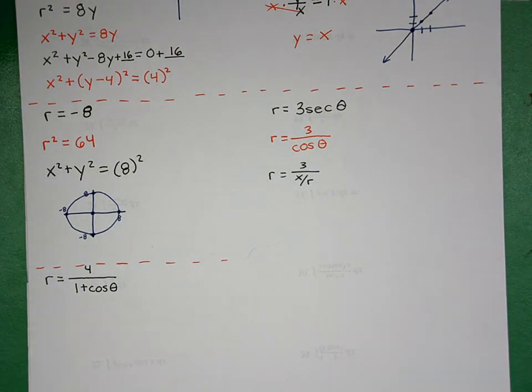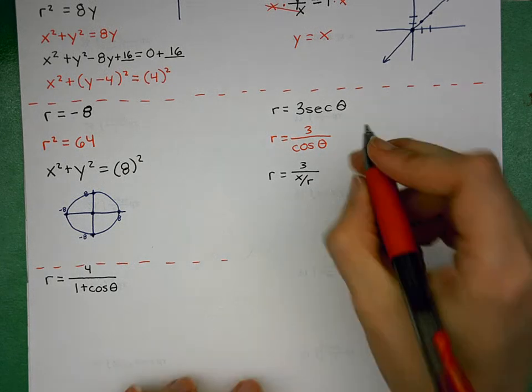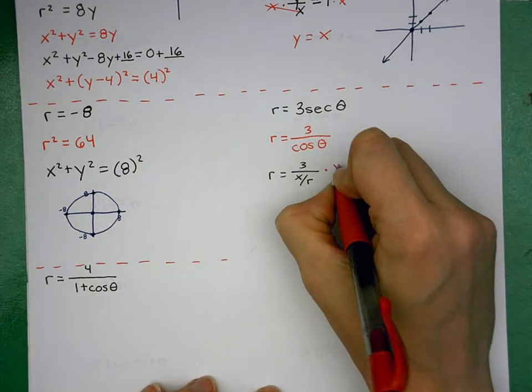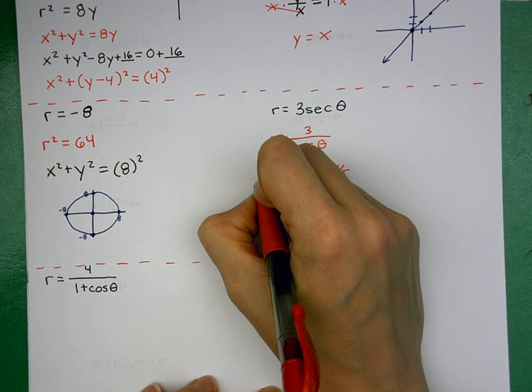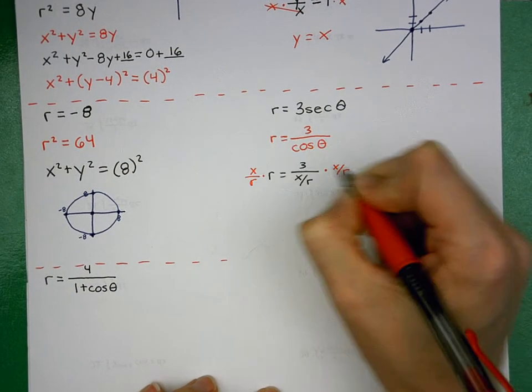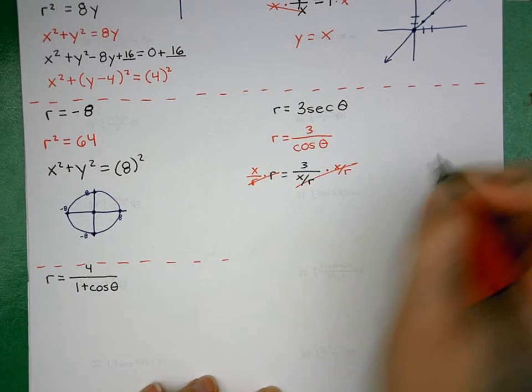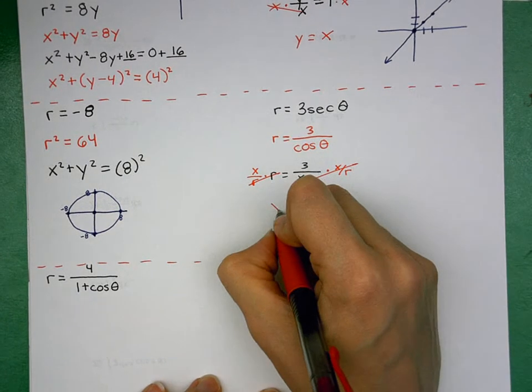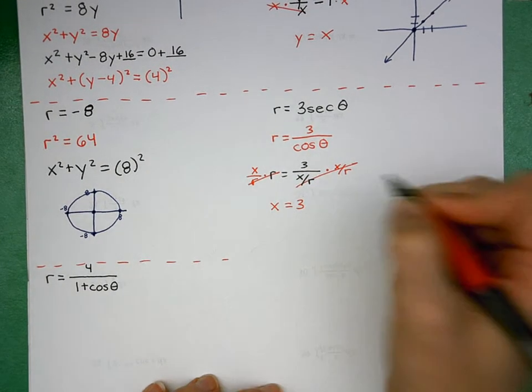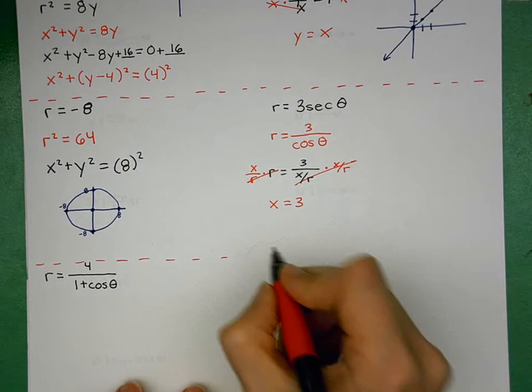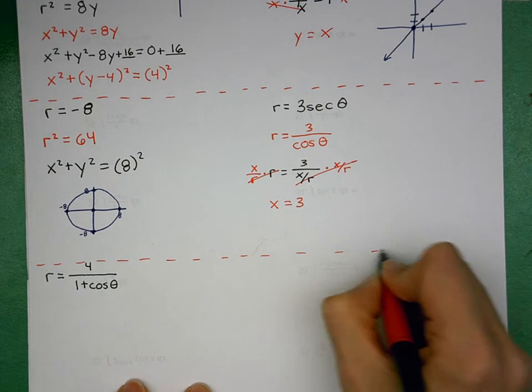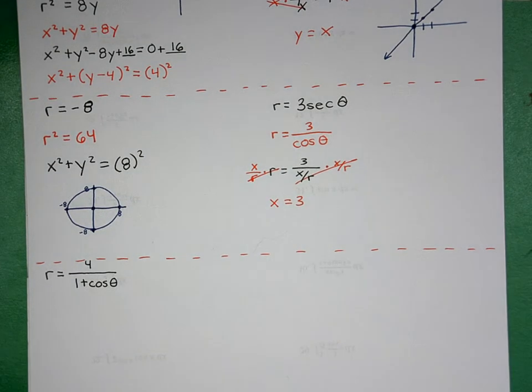Okay, step 2, isolating our r with the ultimate goal of eventually getting r squared. Let's go ahead and multiply both sides by that denominator, x over r, which leaves me with x equals 3. What do you know? I can graph that. I don't need to go any further than that. We know what x equals 3 looks like. What does x equals 3 look like?